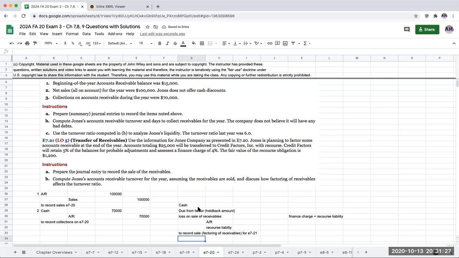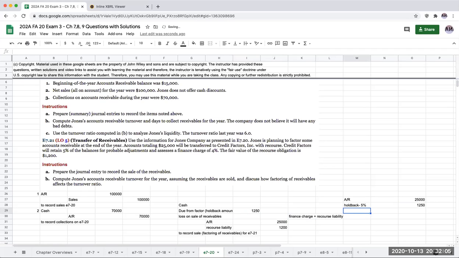Okay, so let's figure out, we know that the amount of the receivables that we're selling is $25,000. We also know that the recourse obligation is $1,200. But let's figure out how much cash we're going to get. So if our accounts receivable is at $25,000, there's going to be a holdback, which is the probable adjustments.